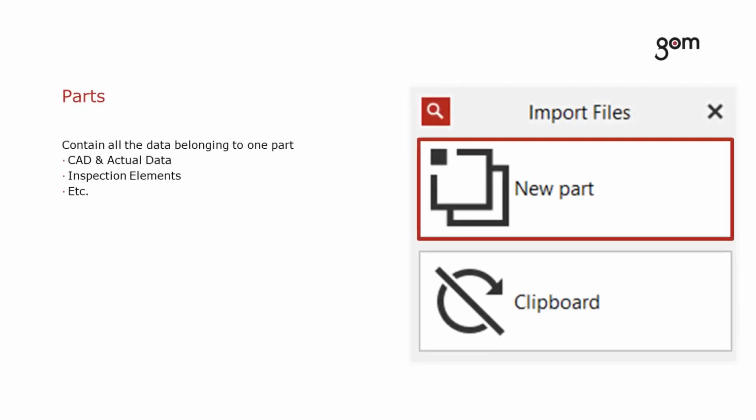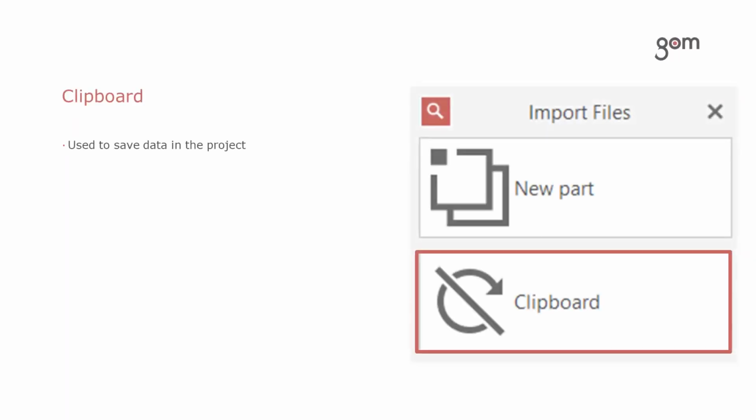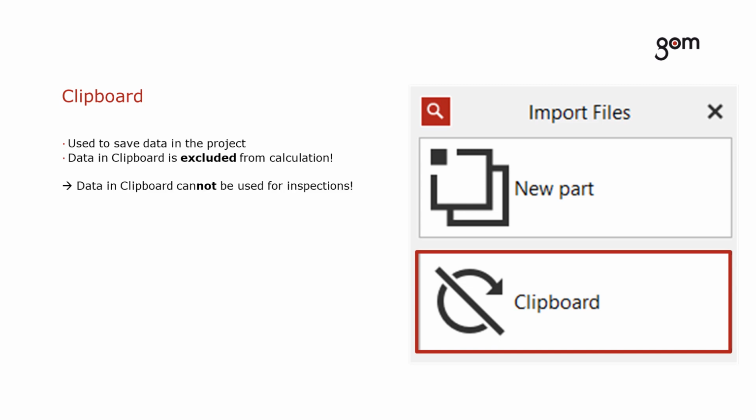Parts are important because GOM Inspect groups all the elements belonging together under one part. Please note that data you import must belong to a part if you want to use it for inspections. Data in the clipboard is saved in the project but excluded from recalculation, so it cannot be used for inspections.